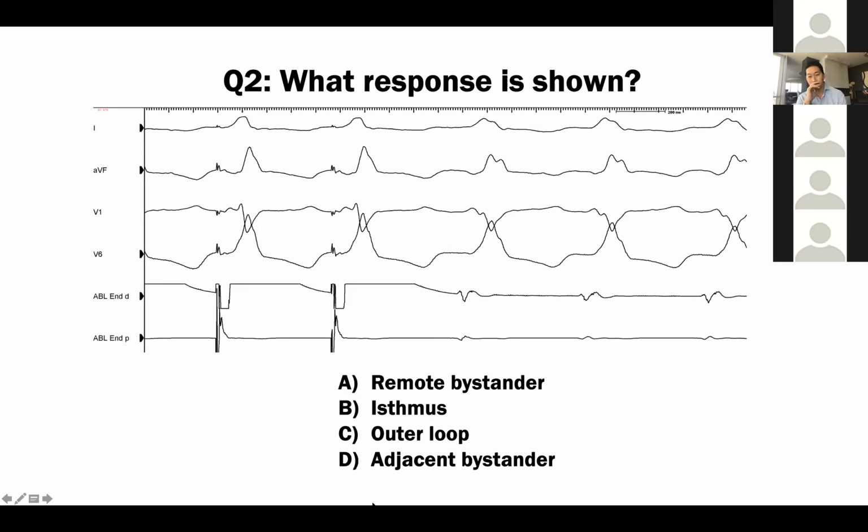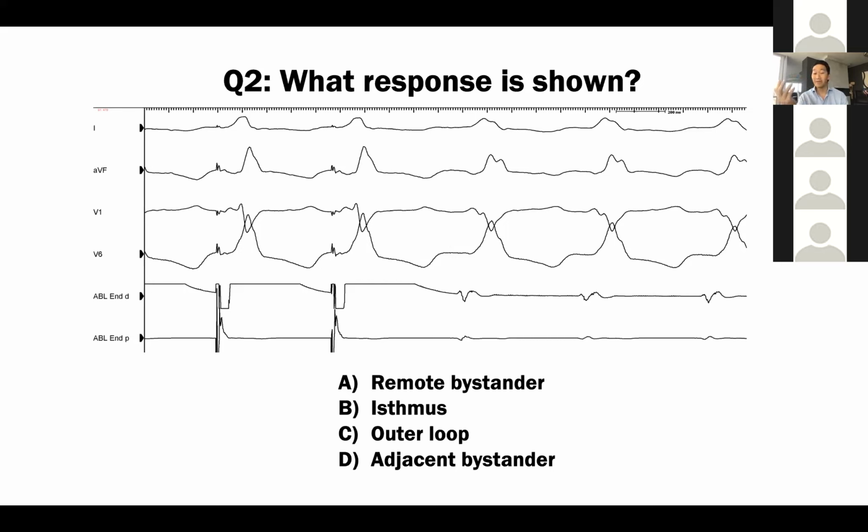So I'll take this. Look at the 4 surface leads. Is it a cut and paste job? Absolutely not. You see the notching there in AVF. You see it looks flattened there. You see it's broad here in 1. It's not the same. There is evidence of overt or manifest fusion. So which options cannot be correct? Remote bystander, isthmus, outer loop, adjacent. Well, adjacent is attached to the circuit and can only exit the exit. So that has to be concealed.